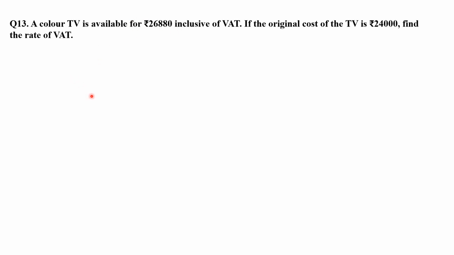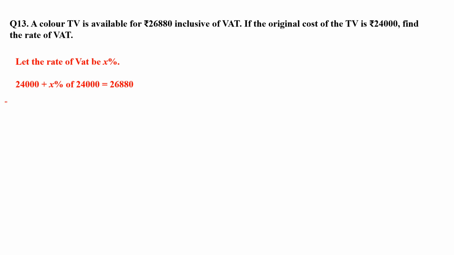So let's assume that the VAT rate is X%. And you know that this tax we always calculate on what? In the original cost, isn't it? So from here I can write original cost plus X% of the original cost is 26,880 rupees. Isn't it? Why it is X% of 24,000? Because this tax is always calculated on the original cost of the item, and original cost is 24,000. So from here I can solve it.